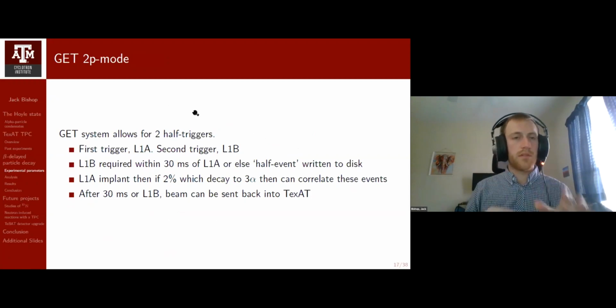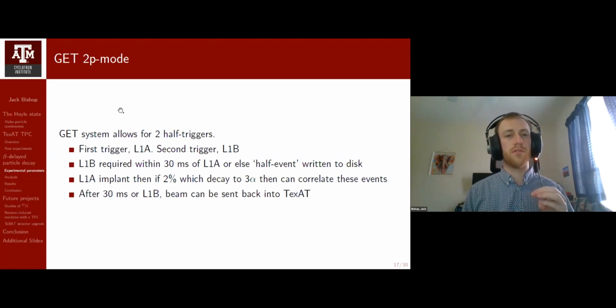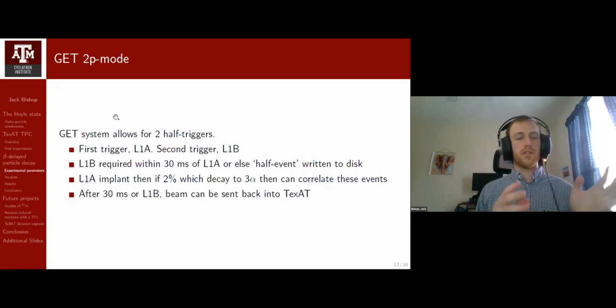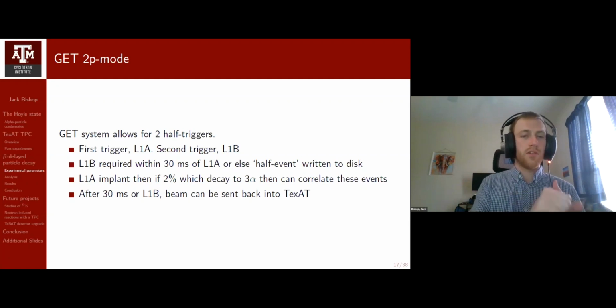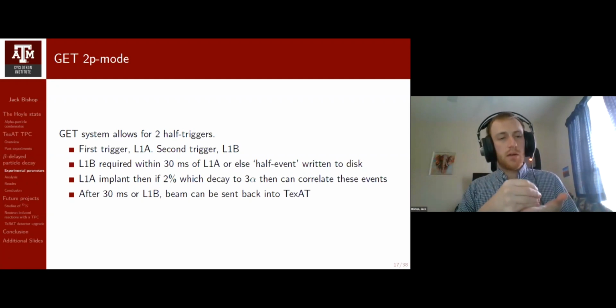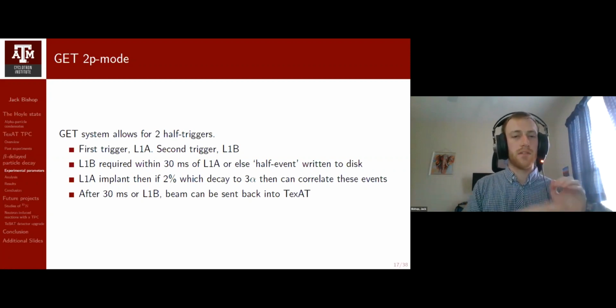So this all pivots around a pretty nifty feature of the GET system, the so-called T2P mode, which was used for double proton decay. Essentially it works with 2 half triggers. The first trigger is the L1A trigger. This is where the beam is coming inside of TexAT. As we saw in our GIF before, this nitrogen-12 is going to be losing energy. It's going to leave a signal inside of the micromegas, and we can save that.